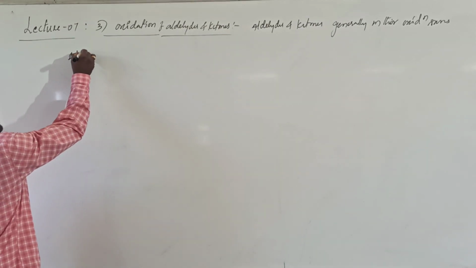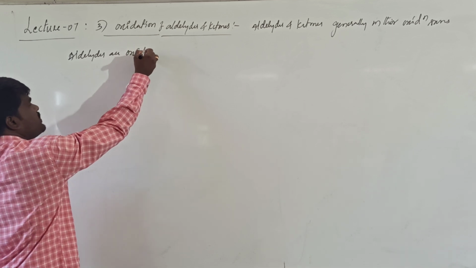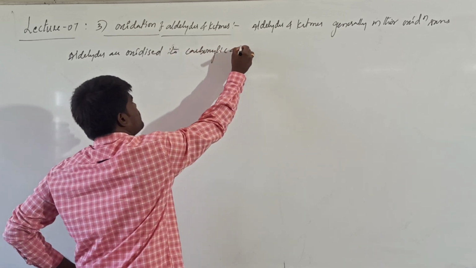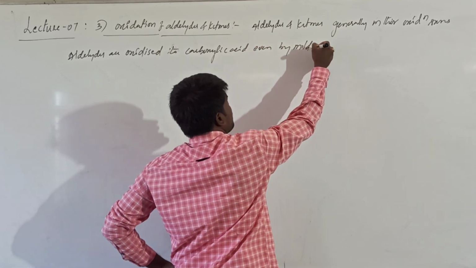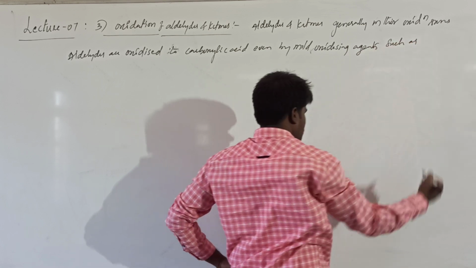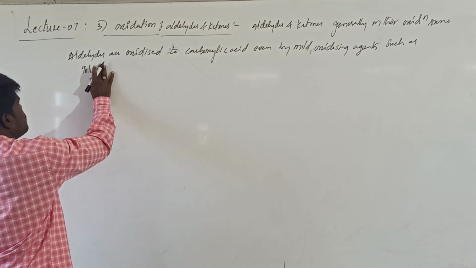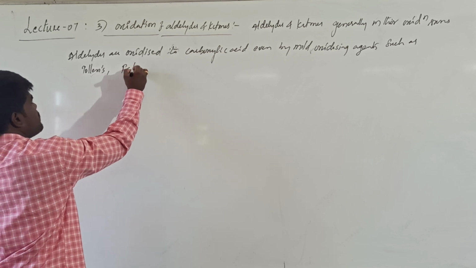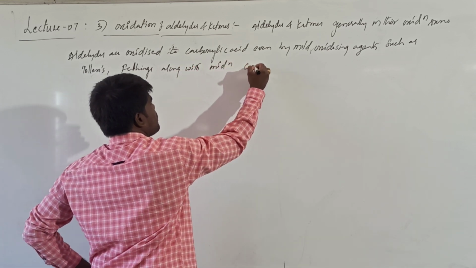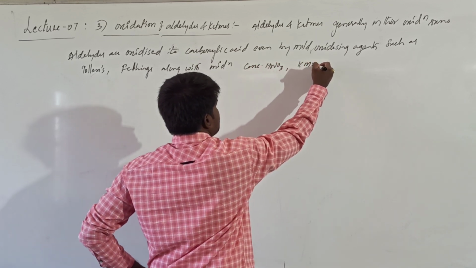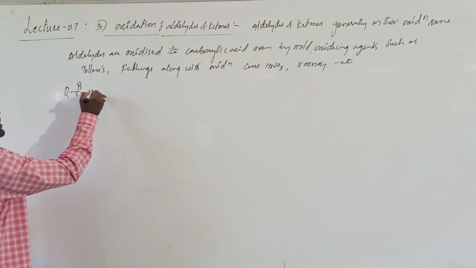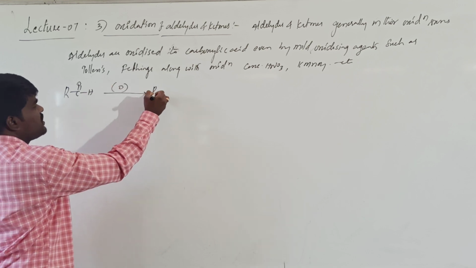Aldehydes are oxidized to carboxylic acids even by mild oxidizing agents such as Tollens' and Fehling's reagents, along with oxidation by concentrated HNO3, KMnO4, etc. That means if aldehydes are subjected to any oxidizing agent, on oxidation they will simply be converted into carboxylic acids.